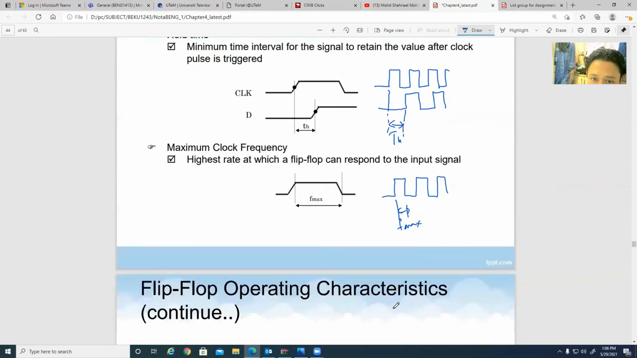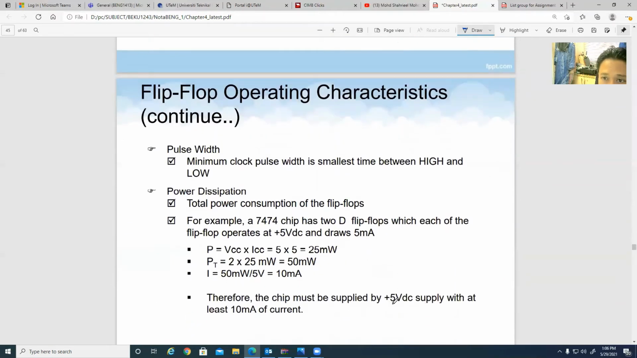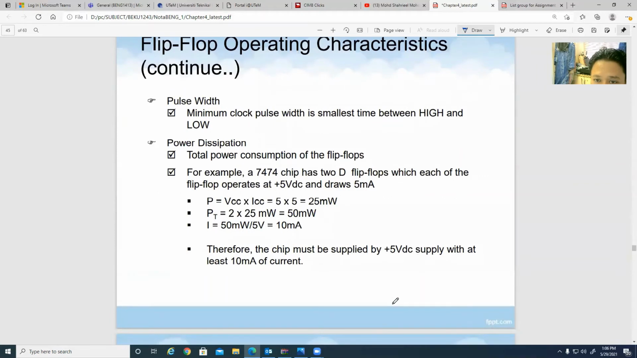Next characteristic of the flip flops is the pulse width. The pulse width is the minimum clock pulse width, the smallest time between high and low. Another characteristic is the power dissipation, which is the total power consumption of the flip flops. Here is an example: the 7474 chip has 2 D flip flops, each operating at 5 volts DC and drawing 5 milliampere.